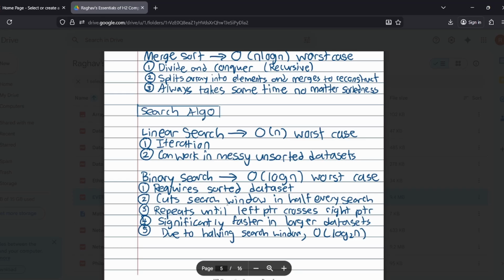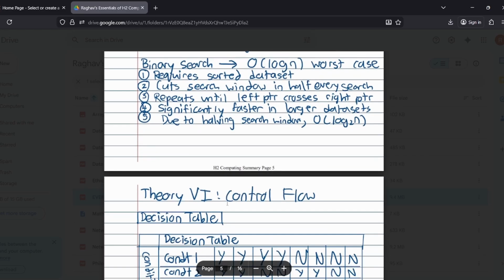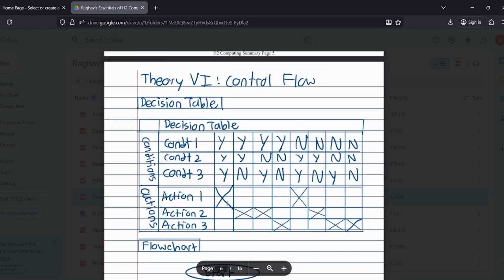You can think of this as two pointers that keep shifting. So if you want to move to the left, like I told you, you just shift your right pointer, and if you want to move to the right, you just shift your left pointer to the middle. So yeah, it's that. It's significantly faster in larger data sets, due to halving the search window, which is log n. Then we have control flow.